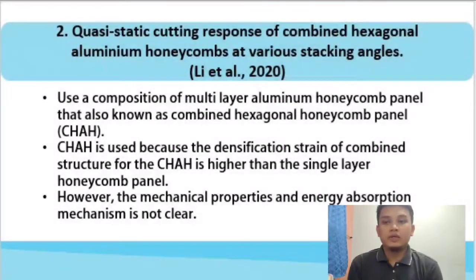Next literature review is about quasi-static cutting response of combined hexagonal aluminium honeycombs at various stacking angles. In this research, it used a composition of multi-layer aluminium honeycomb panel, also known as CHAH, and it is used because the densification strain of the combined structure for the CHAH is higher than the single layer honeycomb panel. However, the mechanical properties and energy absorption mechanism are not clear.